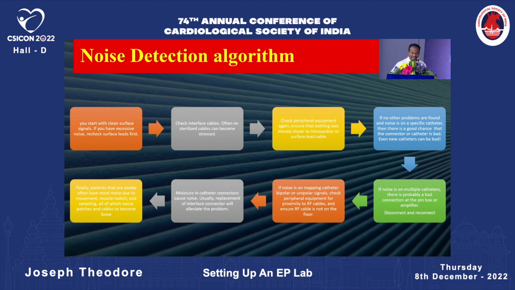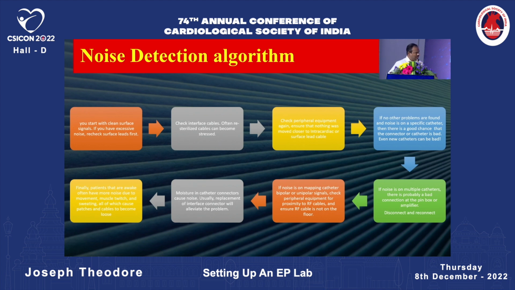And if those are normal, check your peripheral unit, your amplifier and all those things. If other problems are not found, then there is a good chance that the catheter is the problem. If there is a problem with all of the catheters, either your junction box is wrong or the amplifier is wrong. And if this is a problem with one of the catheters alone, your catheter electrodes may be wrong, so try to change that. And even if that is not improving, try switching off and switching on the machines and see whether the noise improves. And apart from that, if you get noise, there can be muscle twitch or physiological things in the patient which can cause the noise.